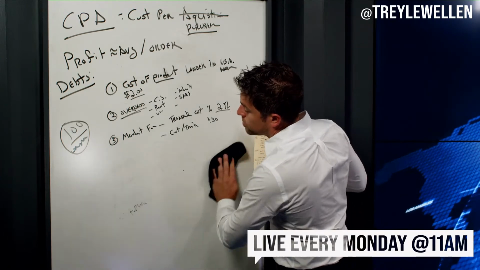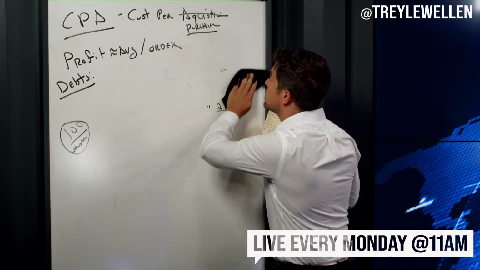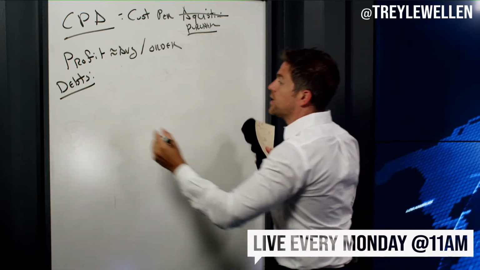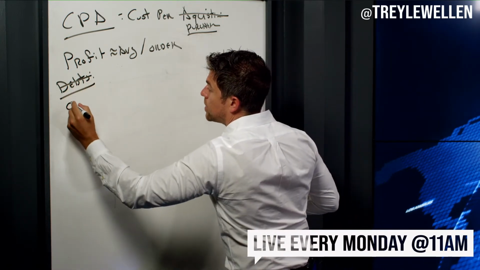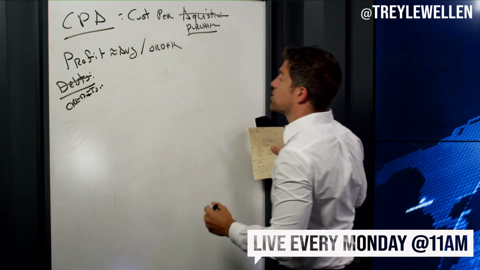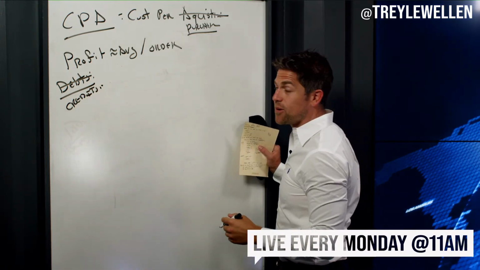But now what I want to show you is credits. So this is everything that comes out of the top. But now we have our credits. So we've got debts, now we've got credits. Now, lucky for us, there's not as many credits as debts, right? It should be the other way.